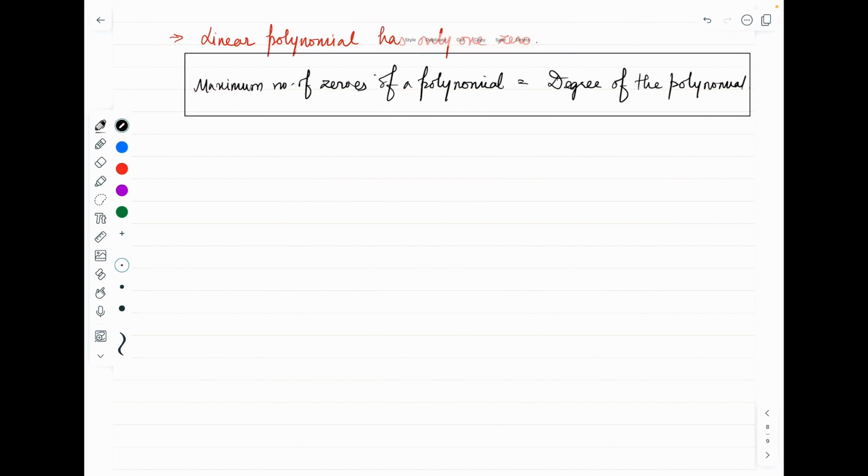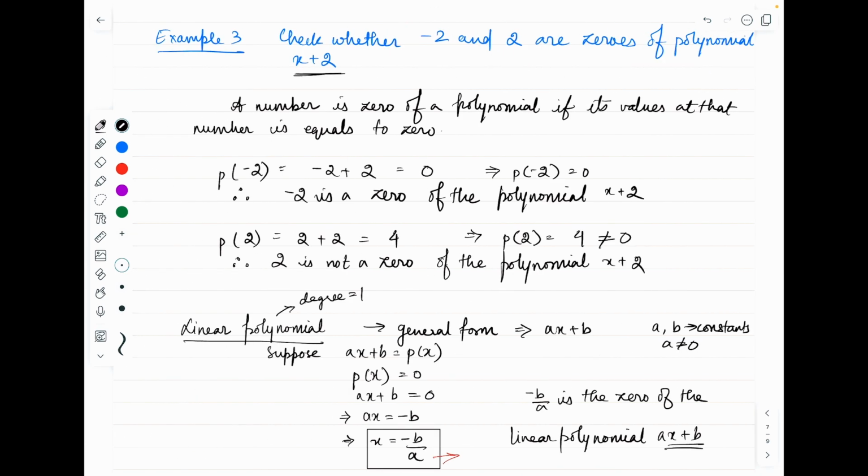Okay, what does this mean? Maximum number of zeros of a polynomial equals the degree of the polynomial. See, linear polynomial means degree equals 1, so we are getting only 1 zero. In quadratic polynomial, degree is 2. In the previous class I told you about degree. So we will be getting 2 zeros there. Then there is cubic polynomial, where the degree is 3, so we will be getting 3 zeros.